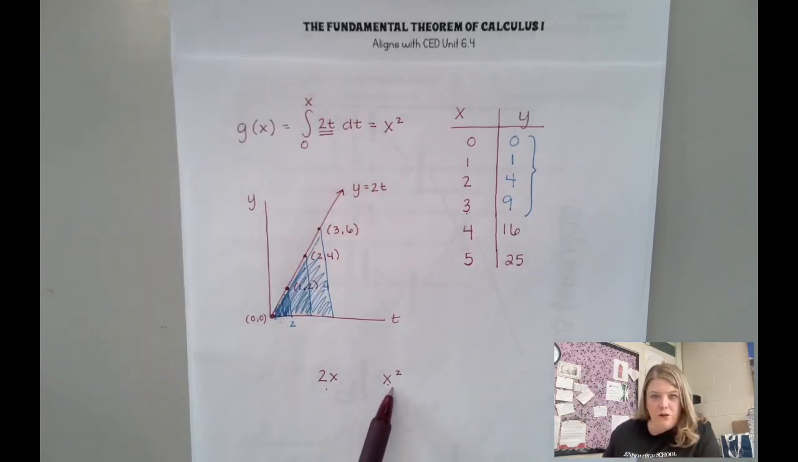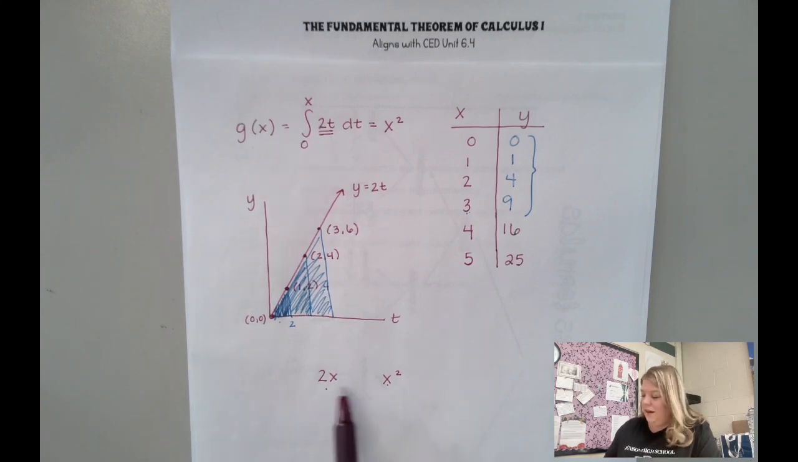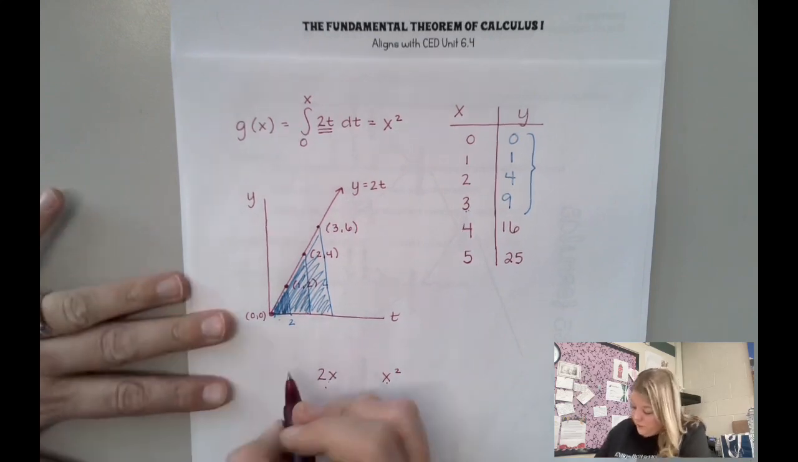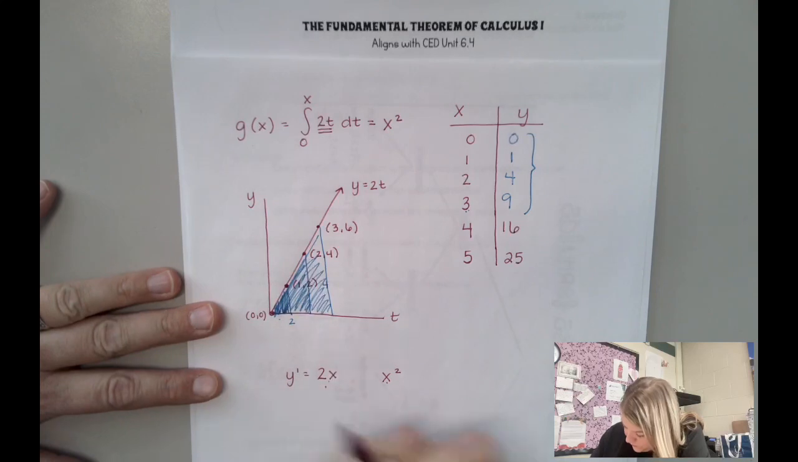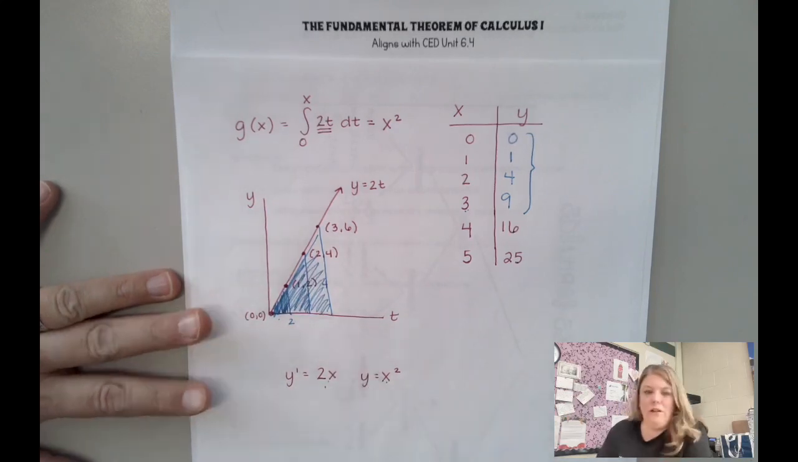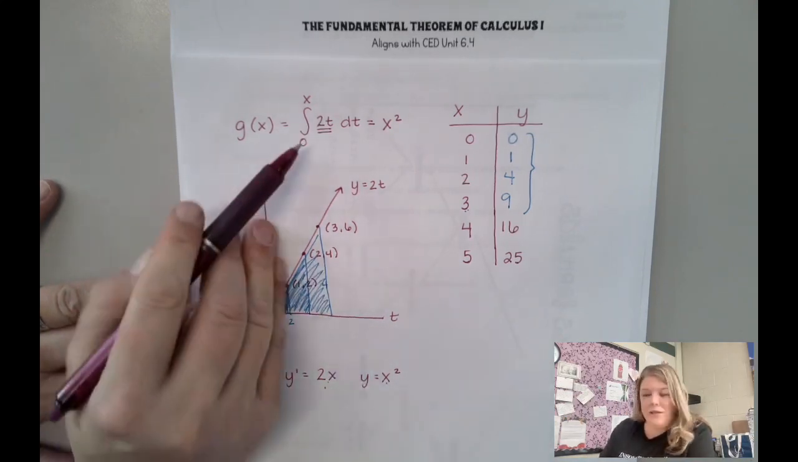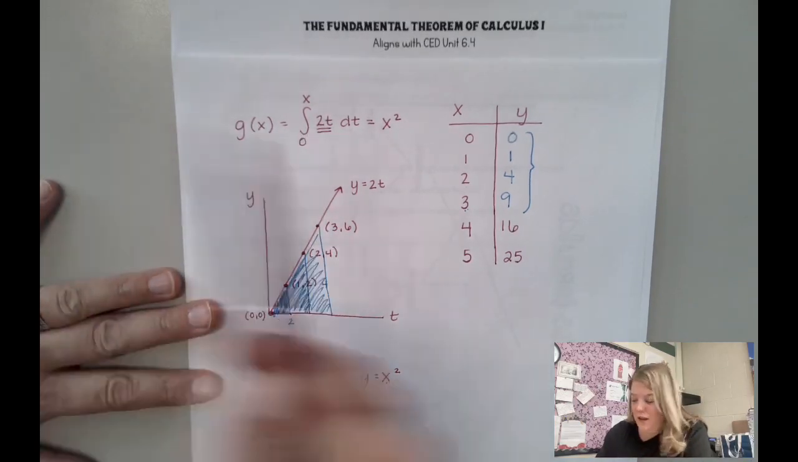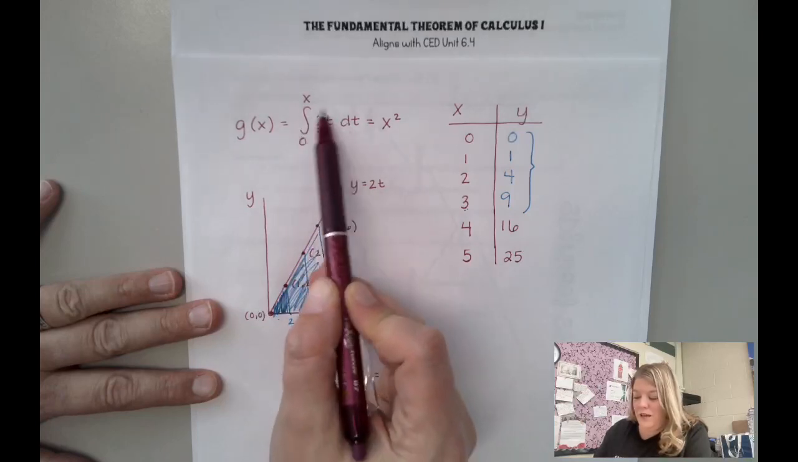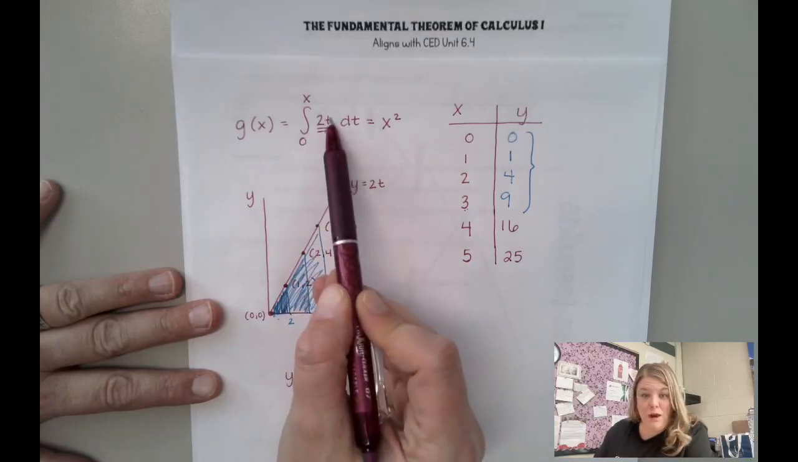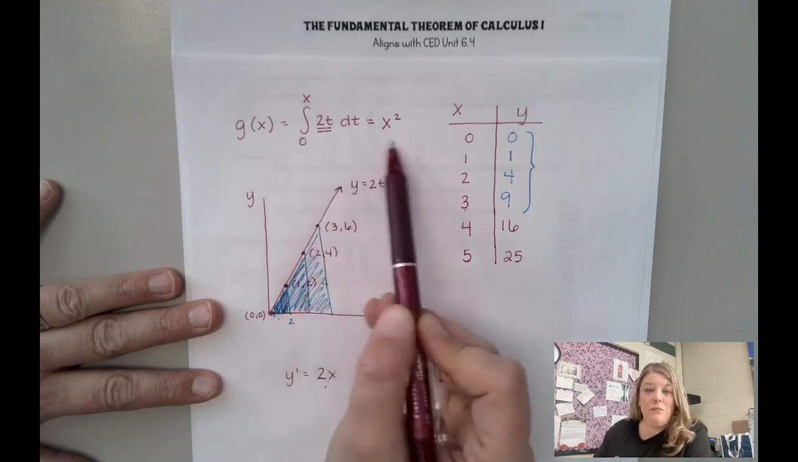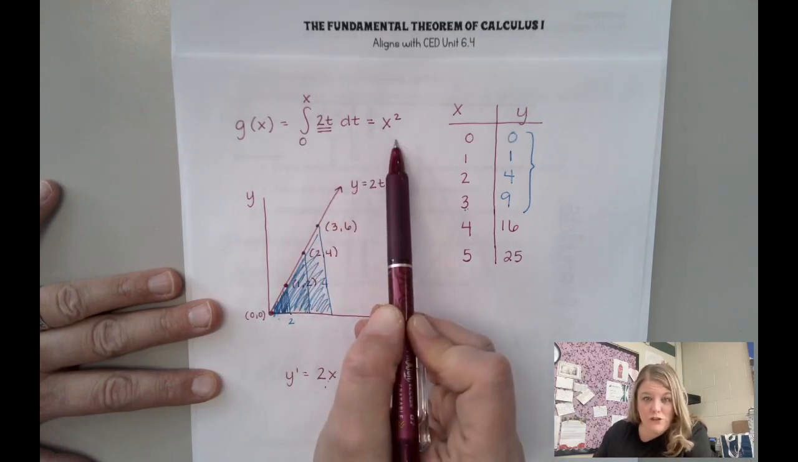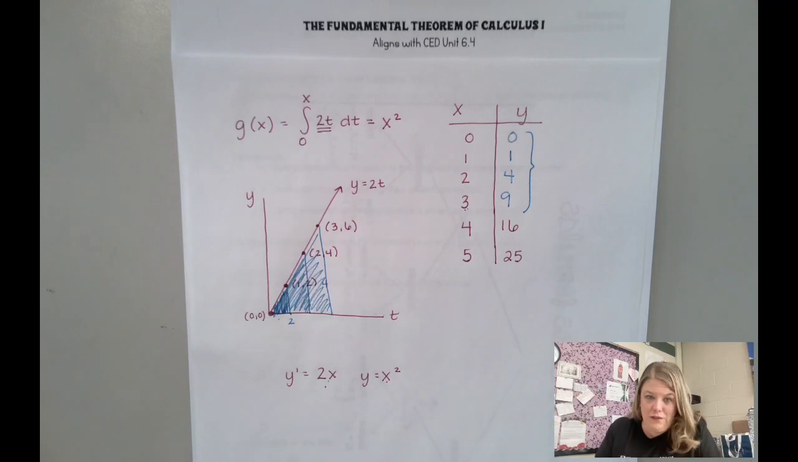And this should look familiar from the beginning of the year, that 2x is the derivative of x squared. And so what this integral just did for us is it reversed our derivative. If we think of this function as being f prime, then the integral took us back to the original f of x function. It undid the derivative. And that is what the fundamental theorem of calculus is all about.